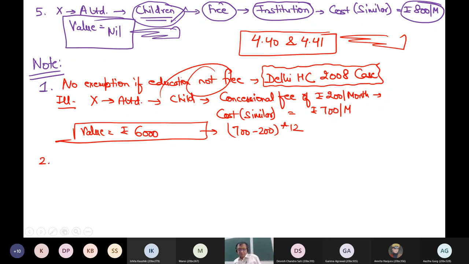Second court case. If cost of education in a similar institution exceeds 1,000 per month per child, then also no exemption.